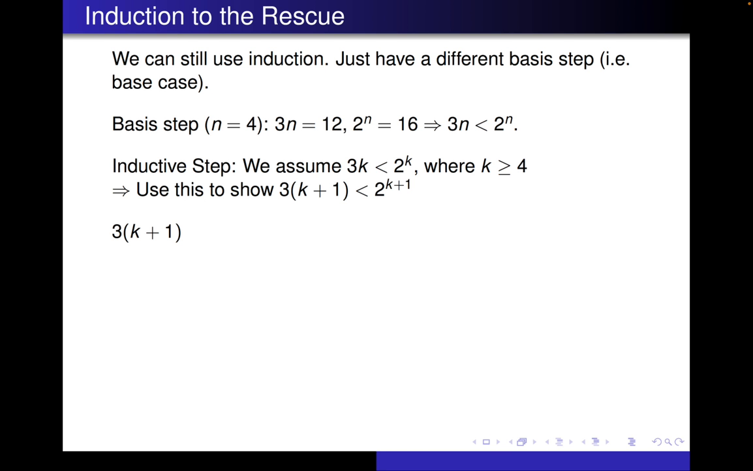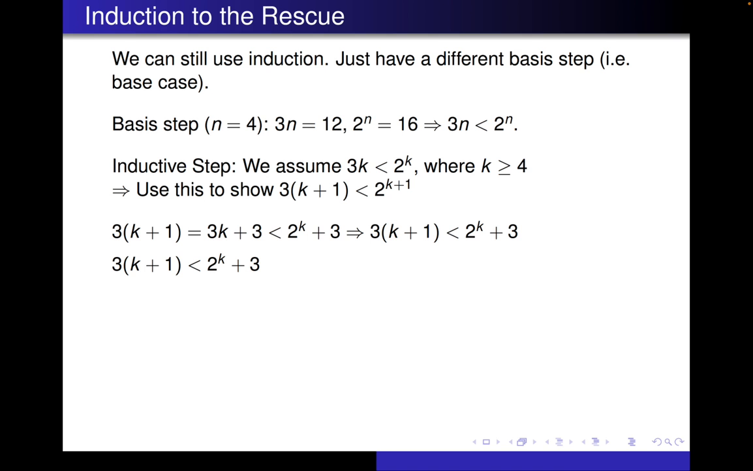I want to use the fact that 3k is less than 2 to the k, so I probably want to use the distributive property. I get 3k plus 3. I know that 3k is less than 2 to the k, so I can substitute that in. If 3k is less than 2 to the k, that means 3k plus 3 is less than 2 to the k plus 3. So that gives me that 3 times k plus 1 is less than 2 to the k plus 3, and I'm in the same situation as I was before.